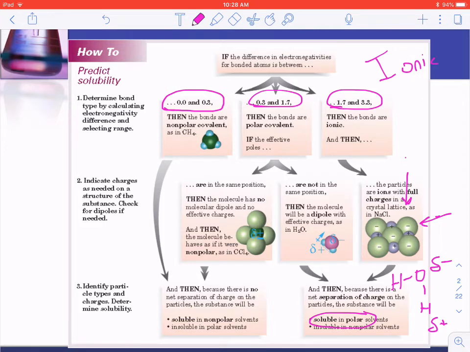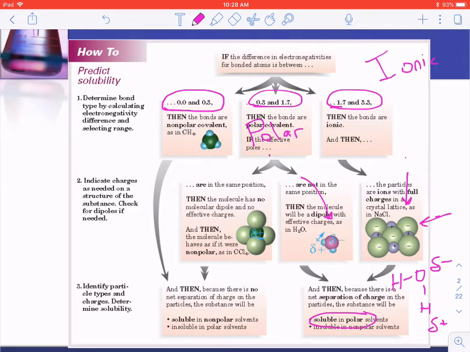If we have something that's a little bit different, down here in the middle we called these polar. There is a difference in electronegativity. It's not great enough to have full-blown positive and negative charges. We're still sharing electrons here, but we're sharing them unequally. Then we're going to have a situation where we can still dissolve in polar compounds because we have those partially positive and partially negative charges as long as we don't have complete symmetry in the molecule.